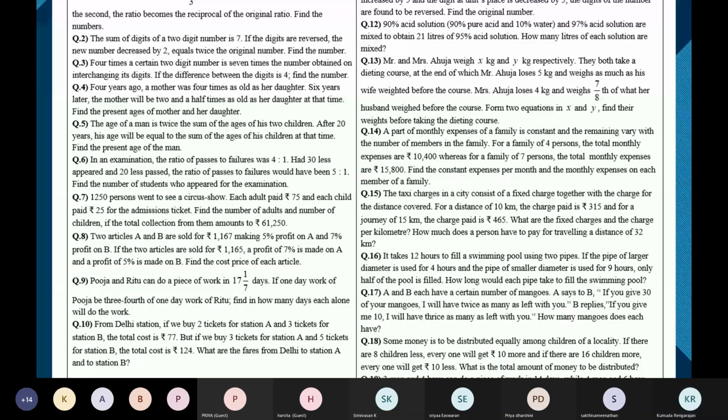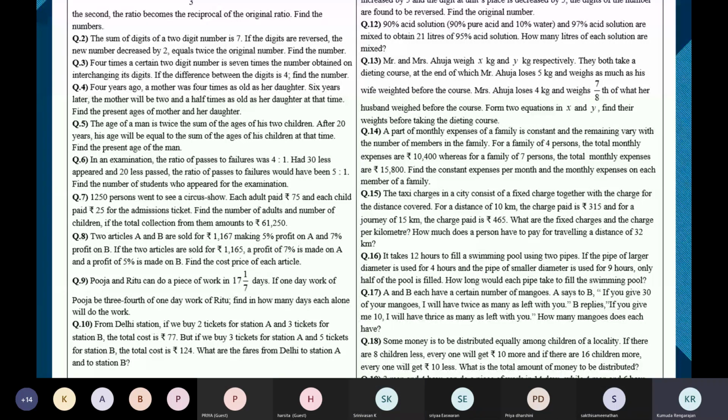Are we ready, children? Let the number of students who passed be X and failed be Y. All right. Now, what's the first equation? The ratio is 4:1. So what do we do? X by Y is equal to 4 by 1. Now, all of you complete that.